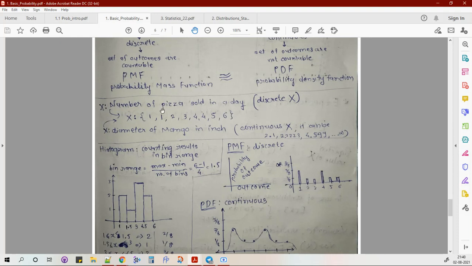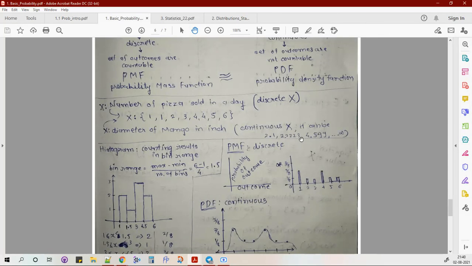Given data here, I have explicitly chosen this kind of example where this x can be discrete, or continuous also. Why? Say this x is representing the number of pizzas sold in a day. Let's say I'm running a shop and selling pizza, and this is the number of pizzas sold in a day. I take the observations from the first of March to the 8th of March. Then this is a discrete variable, because the number of pizzas sold on a day would be either one, either two, either three, like that.